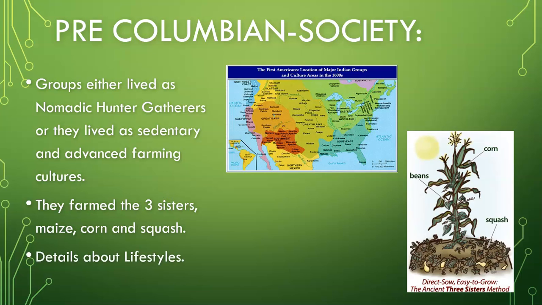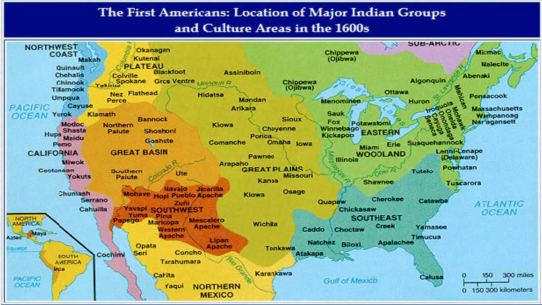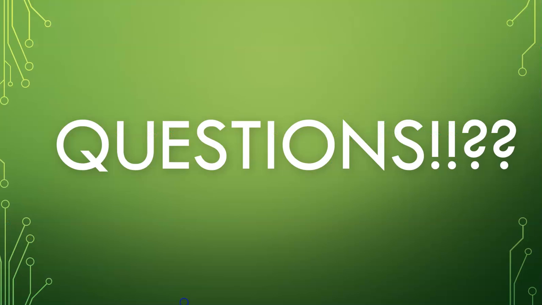So, details about lifestyle. Natives had different lifestyles, right? If they lived on the coast, they probably spent a lot of time fishing. If they lived in the plains, they probably spent a lot of time hunting. If they lived in places that were really good for farming, they probably farmed. If they lived in places that were bad for farming, they probably didn't. Native American lifestyles depended on the areas they lived in. And pre-Columbus, pre-European contact, that is all you need to know. Now, when Europeans arrive, that's going to change. Here's a bigger look at that map, just to give you an idea.